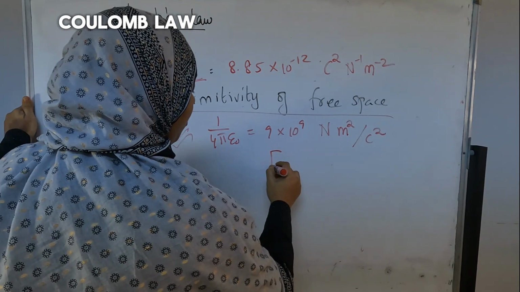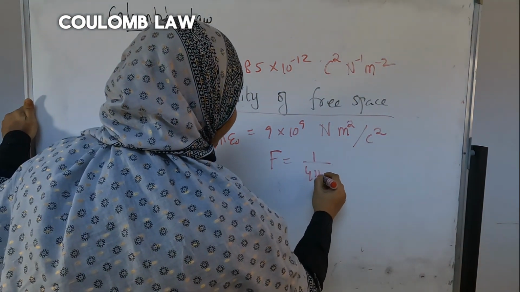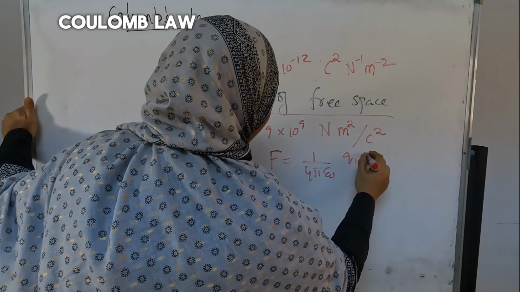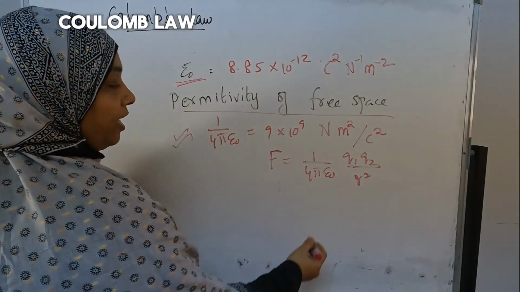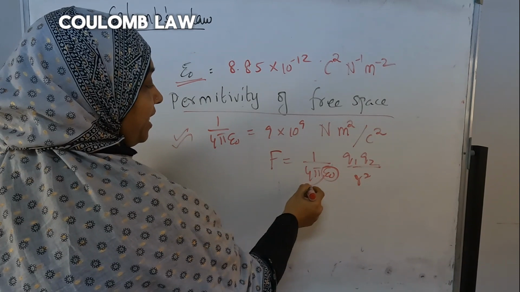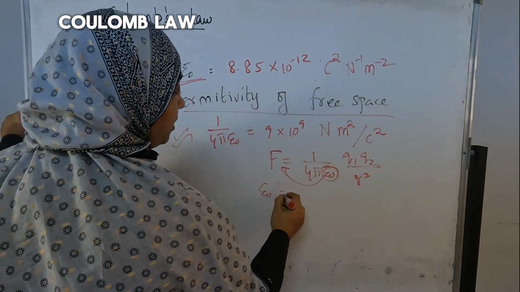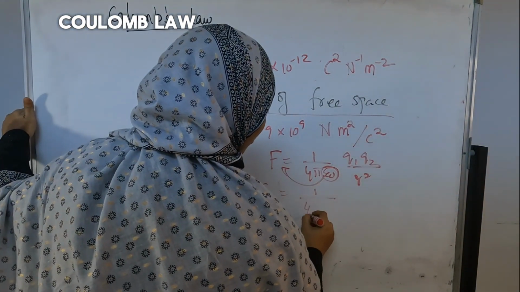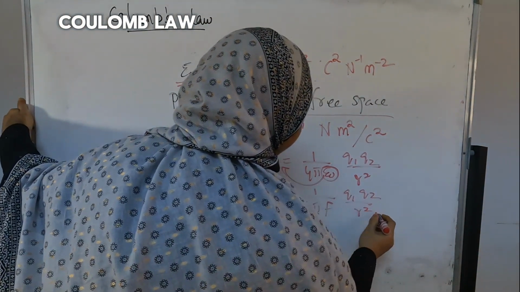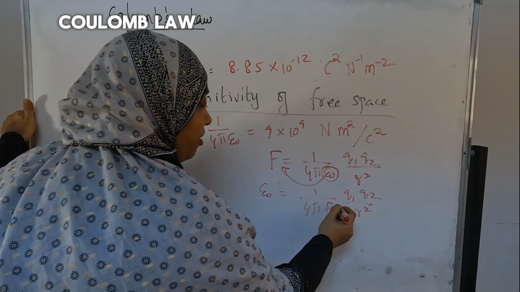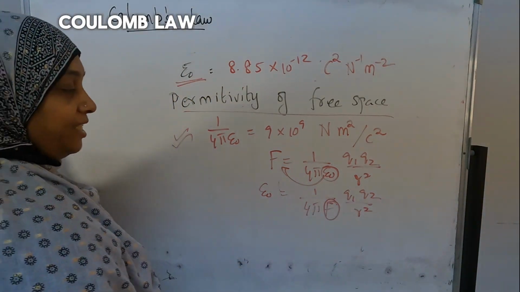So F is what? Force is 1 by 4 pi epsilon naught Q1 Q2 by R square. So epsilon naught is what we need, so bring the epsilon naught here. Epsilon naught is equal to 1 by 4 pi F, Q1 and Q2 by R square. What is the SI unit of F? Newton.